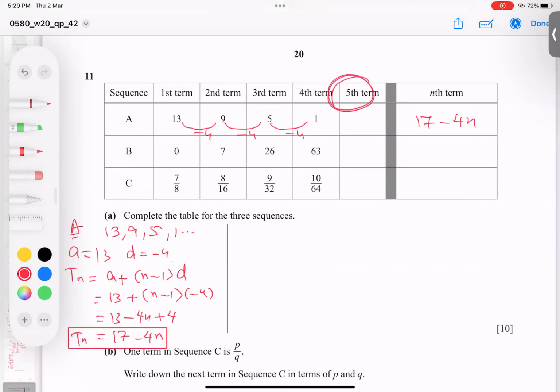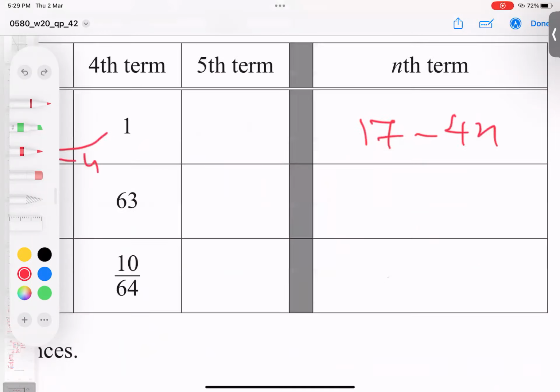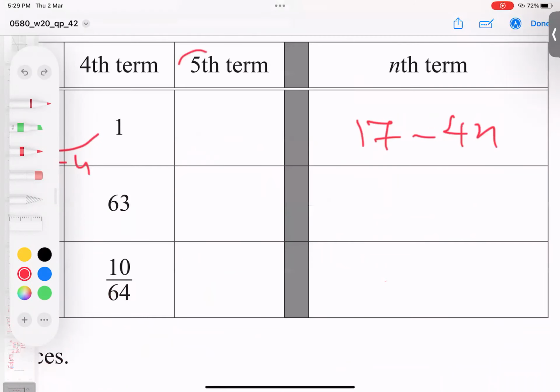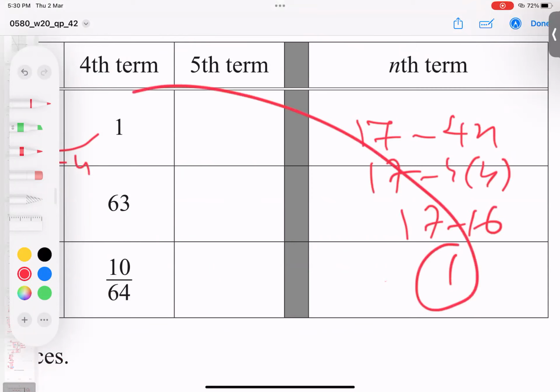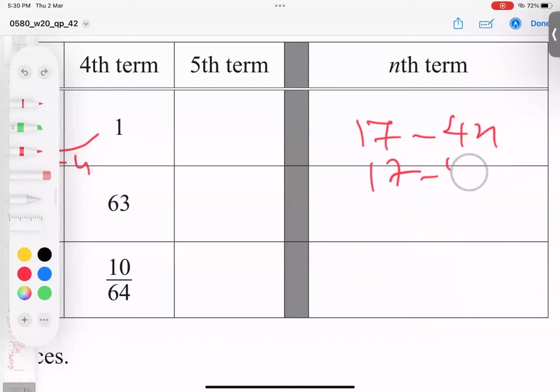If I'm looking for the fifth term, so term number 5, I plug in this 5 here. I repeat my words, this 4 plug in here. Look at here, I just show 4. 4 times 4 is 16, 17 minus 16 becomes 1. Look at it, it matches. The same way you will plug in not here 4.